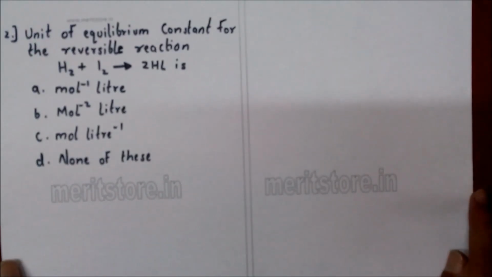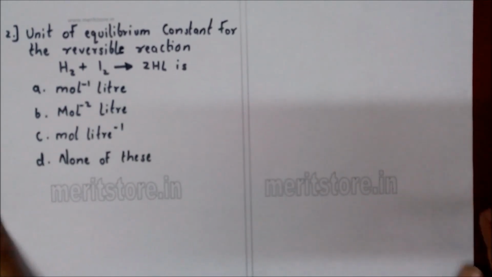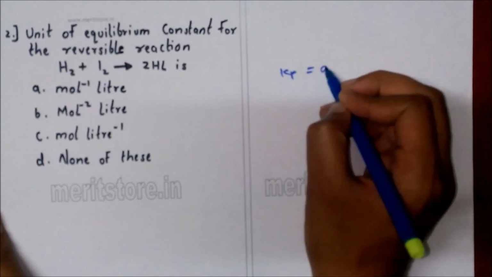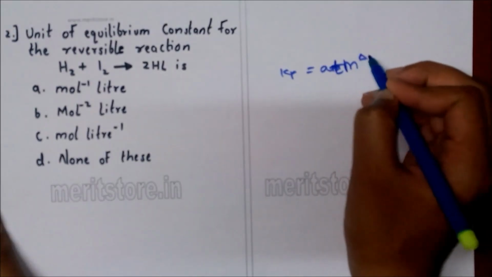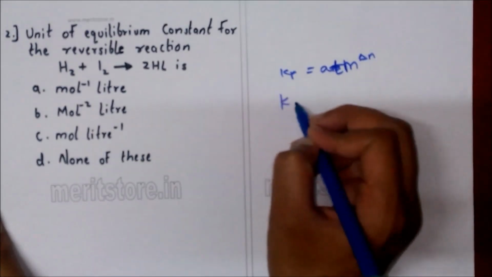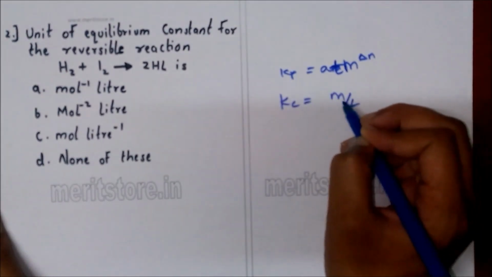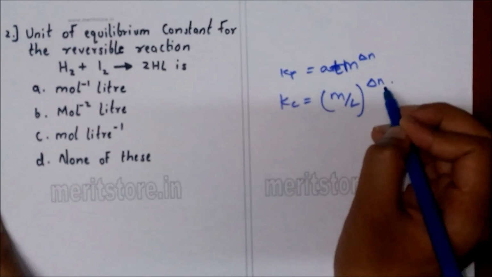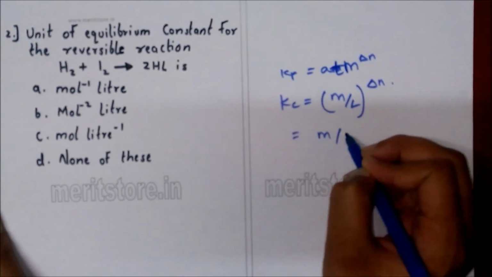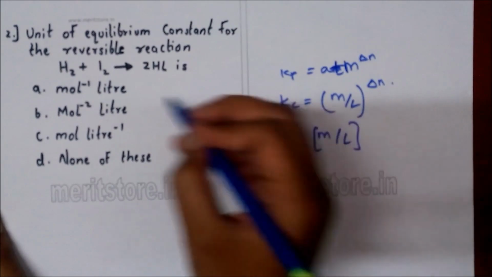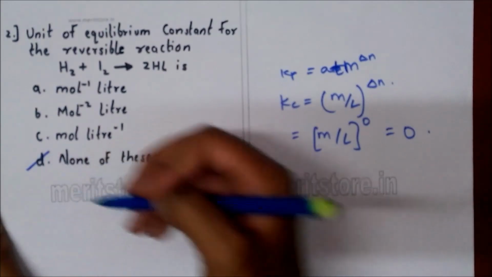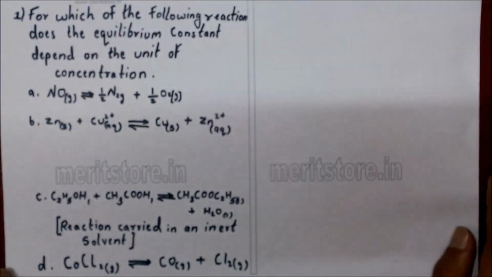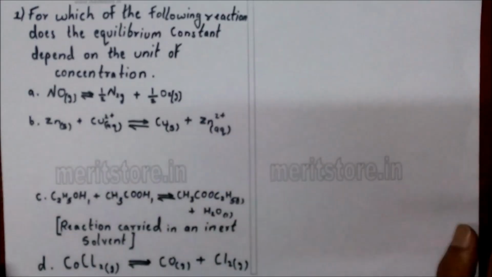Unit of equilibrium constant for the reversible reaction H2 plus I2 gives 2HI is? So the unit of Kp is equal to atmosphere raised to delta n, and the unit of Kc is equal to mole per liter raised to delta n. Change in number of moles is equal to 0, so the unit is 0. None of these.